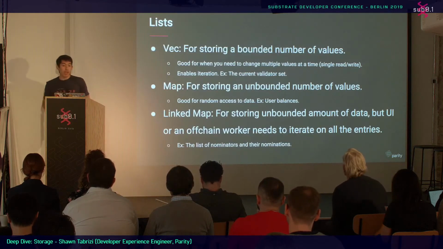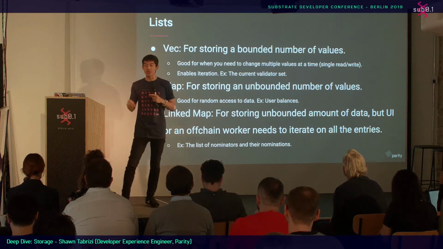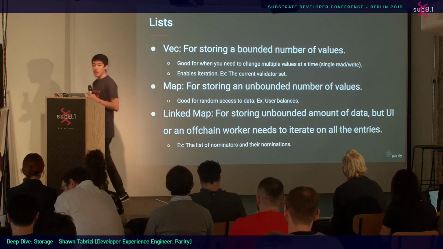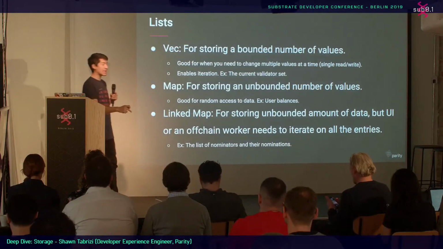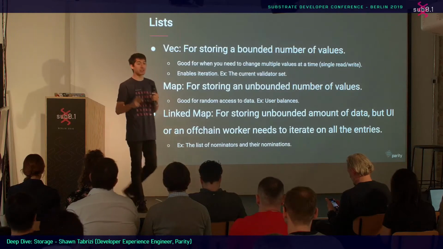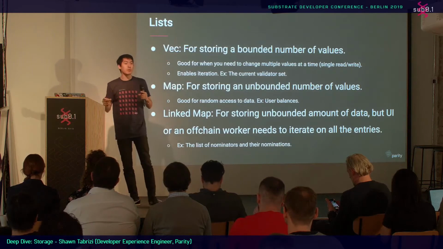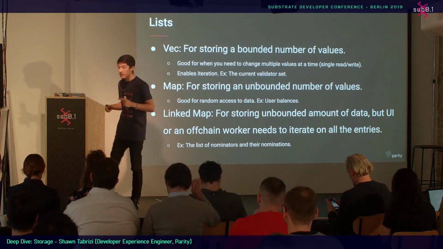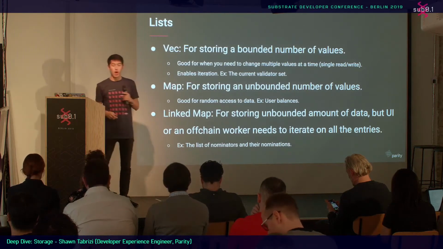Great. And so let's talk about lists. Lists are another common thing that people need to include, and I think it's a little bit confusing how exactly to use lists correctly in your runtime. You can store a single value storage item with a vector. This is great for storing a bounded number of values. And it's really good when you need to change or access multiple values at the same time, and it enables iteration. A good example of this is the current validator set. We know that the validator set is a fixed number. It's not going to be arbitrary length. So if we loop over the validator set, we know that it will be within certain constraints or bounds, right? And we want to access the validator set all at once. We want to know who all the validators are as one operation.